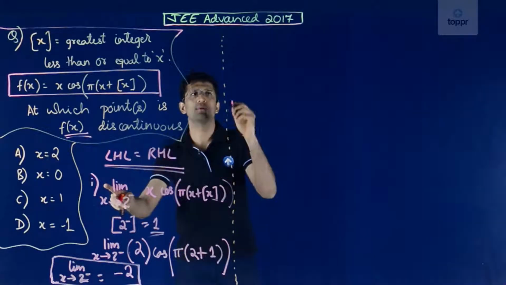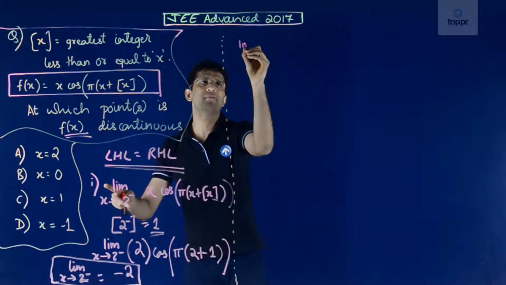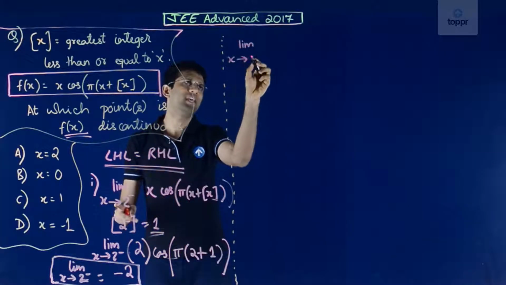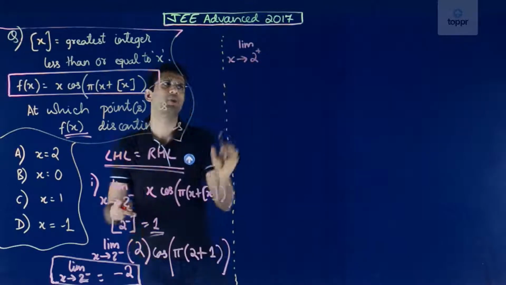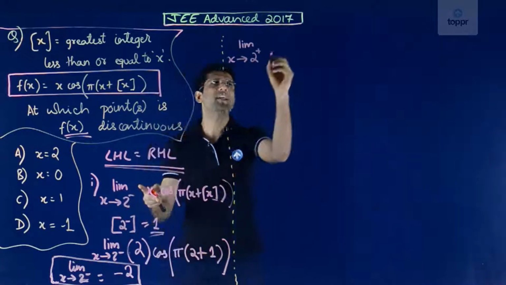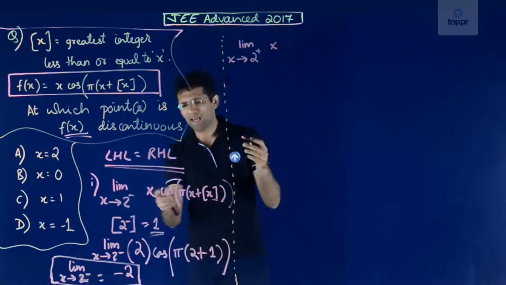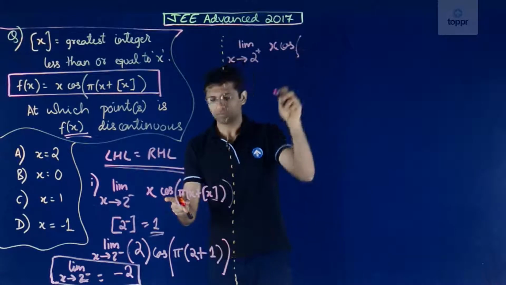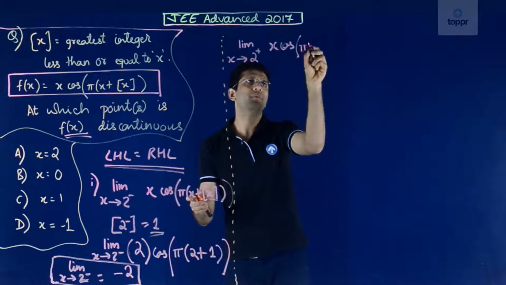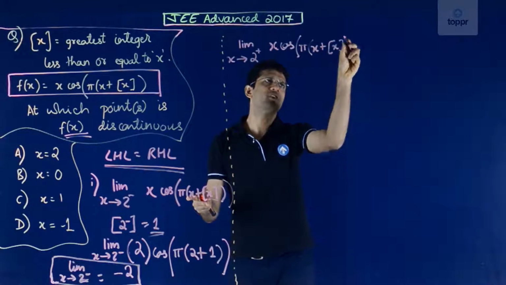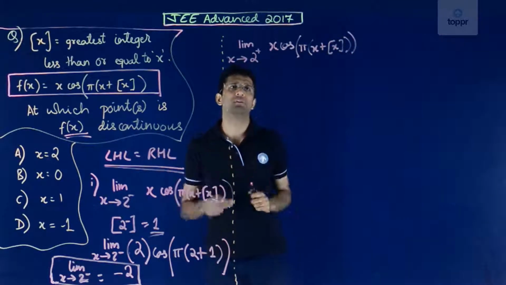So we will now write down, we are looking at the limit of the same function, but here x will tend to 2 plus, that is, x will tend to 2 from the right-hand side, because we are finding the right-hand limit. Now this x will be retained as it is. Then we will have this function as it is, that is cosine of pi into x plus greatest integer function of x, and the bracket closes here.